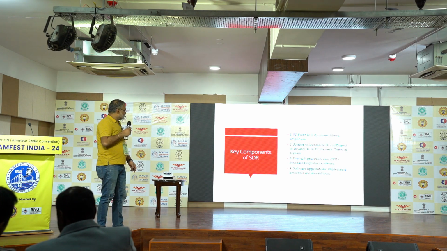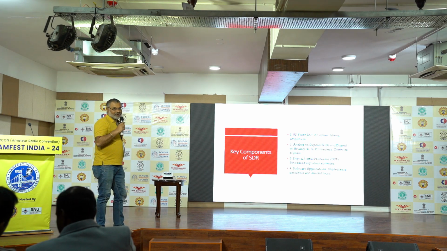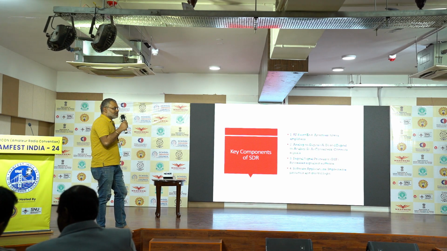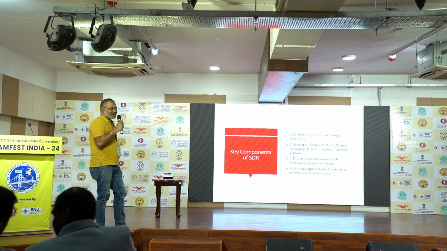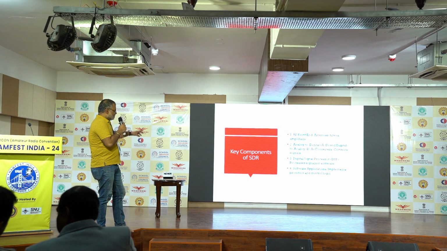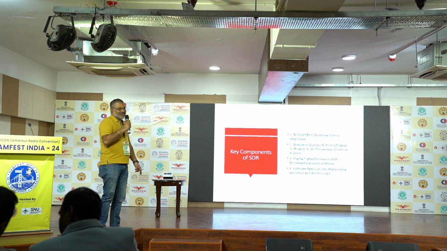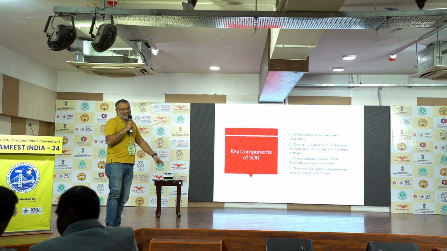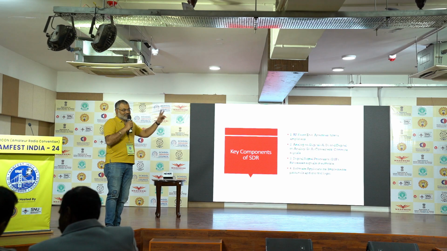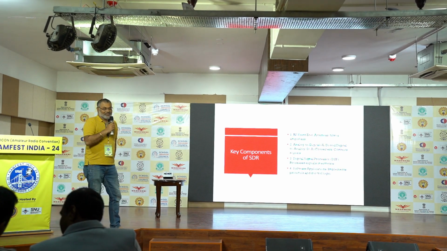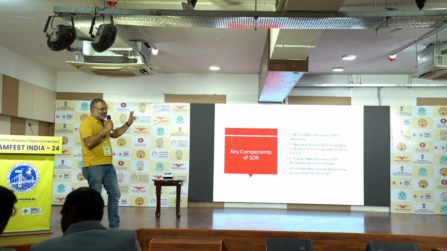Okay, these are the key components of an SDR. So we have the radio frequency front end. I'll try to use as few abbreviations as possible. We have the radio frequency front end. We have antennas, filters, and amplifiers. So the antenna will get the signal. The filters will filter out the unwanted signals, and the amplifier will boost up whatever signal it is receiving.